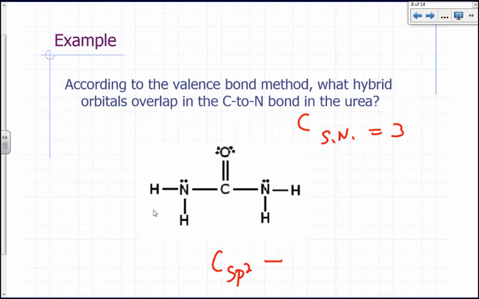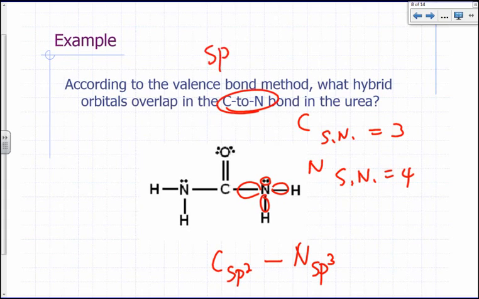what hybrid for nitrogen? Look at nitrogen right here. There's 1, 2, 3, 4 groups of electrons sticking out of your nitrogen. So the steric number for your nitrogen is 4. That's a tetrahedral electron domain geometry. So the hybridization that you're going to need for the nitrogen is an sp3. Okay? So we say that the carbon to nitrogen bond here is an sp2 to sp3 overlap.